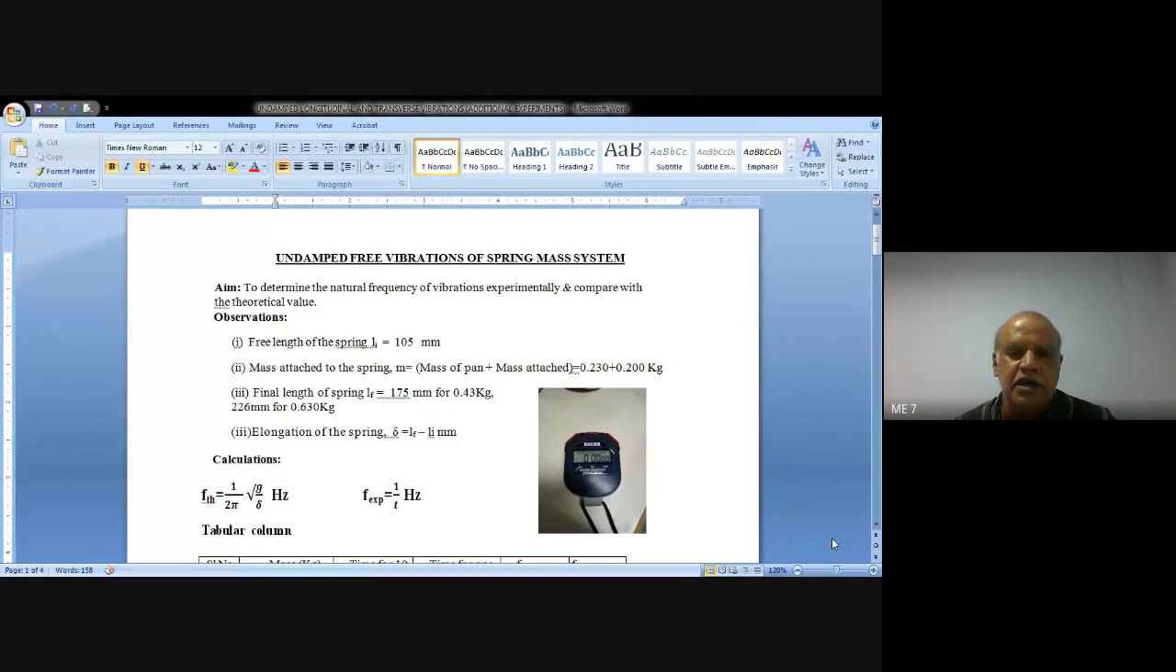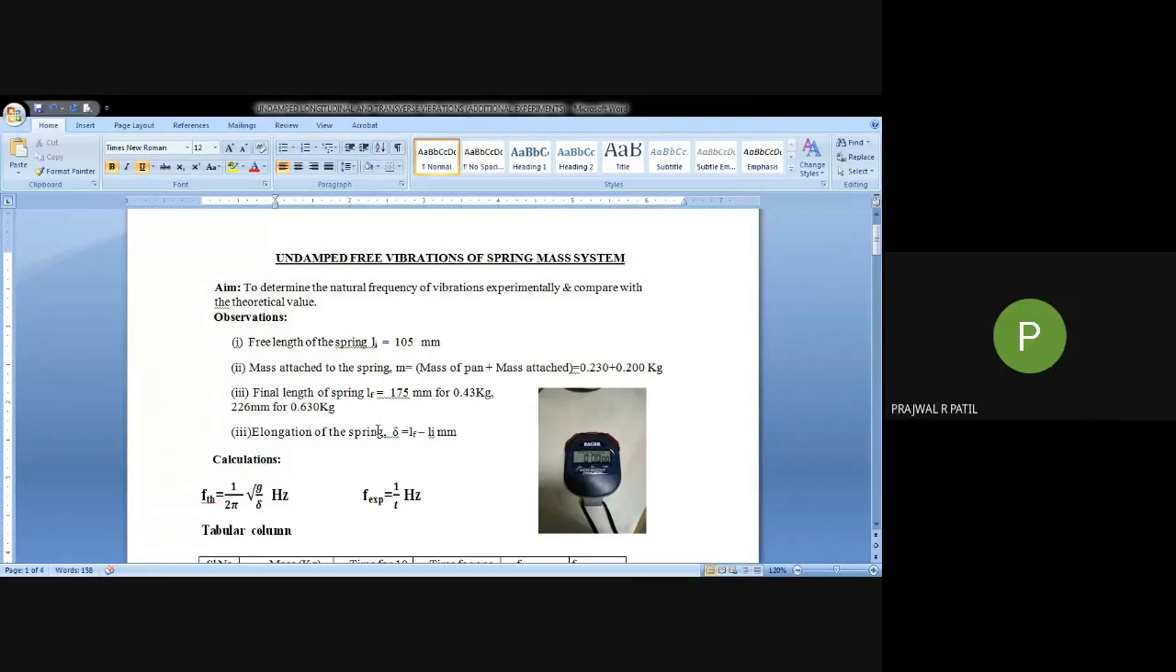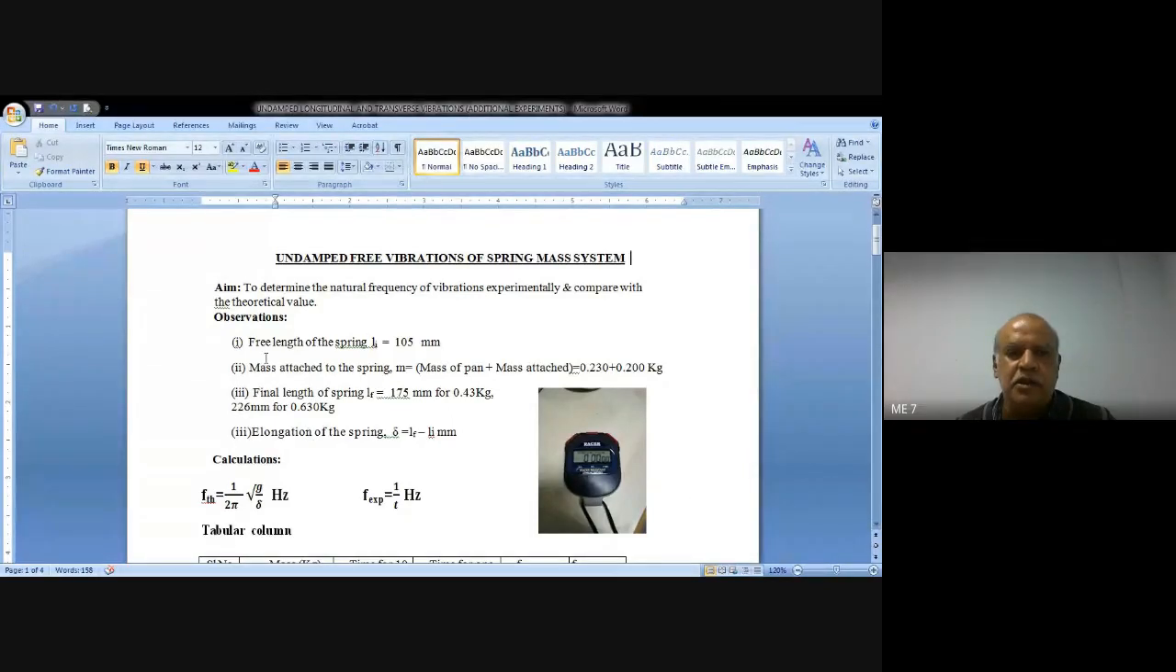Can you see the screen clearly in your systems? Yes, sir. Please note down the aim of the experiment is to determine the natural frequency of vibrations experimentally and compare with theoretical value, or find out the natural frequency theoretically and compare them with experimental value. Okay, so that will be more apt because we are doing theoretical calculation first, then go for experimentation. Anyway, there is no hard and fast rule, so can keep it as it is. Note down the observations, note down the calculations or equations.